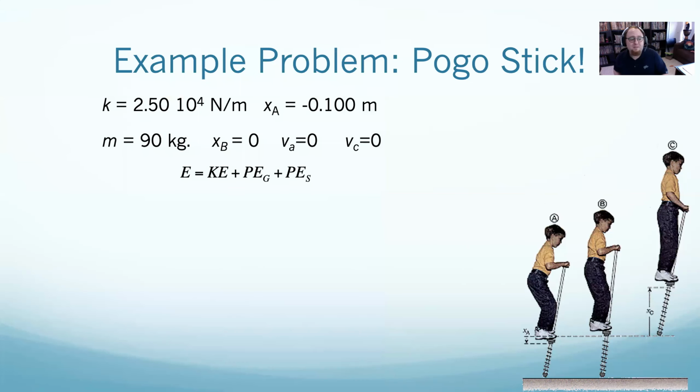But at all points, my energy is the same. And what I would do is make an equation for the energy at each spot. I'm going to say at each spot, what is the kinetic, what is the gravitational potential, what is the spring potential, and I'll add them up. I'll say at A.